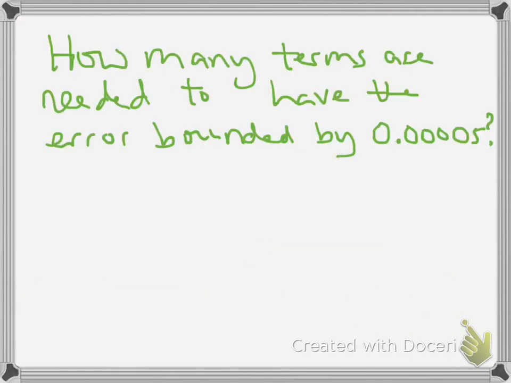So what if we ask this question? How many terms are needed to have the error bounded by 0.00005? In other words, whatever my application is that I'm applying the math for this problem to, if I needed my number to be this good for whatever reason, how many terms would I have to add together to make it that good?